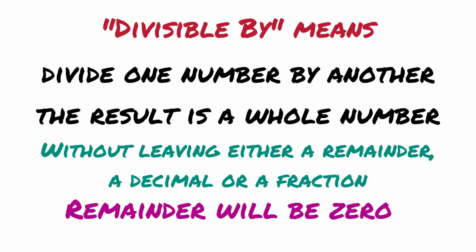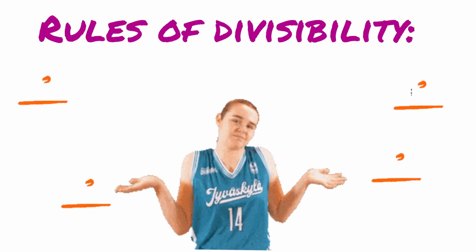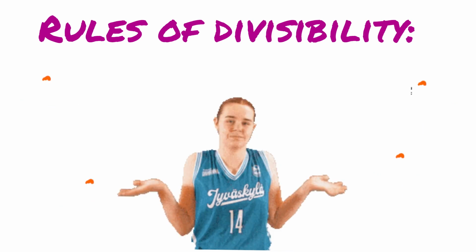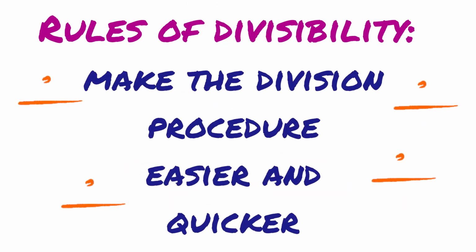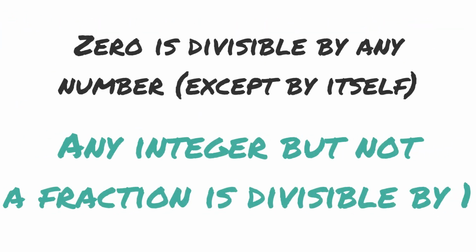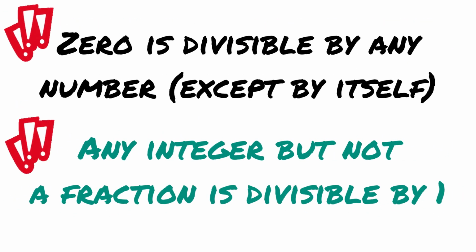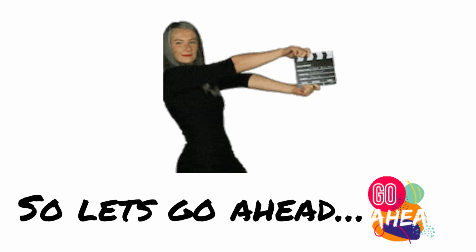Remainder will be 0. Rules of divisibility. Divisibility rules or divisibility tests will make the division procedure easier and quicker. Please note that 0 is divisible by any number except by itself, and any integer but not a fraction is divisible by 1. So let's go ahead.